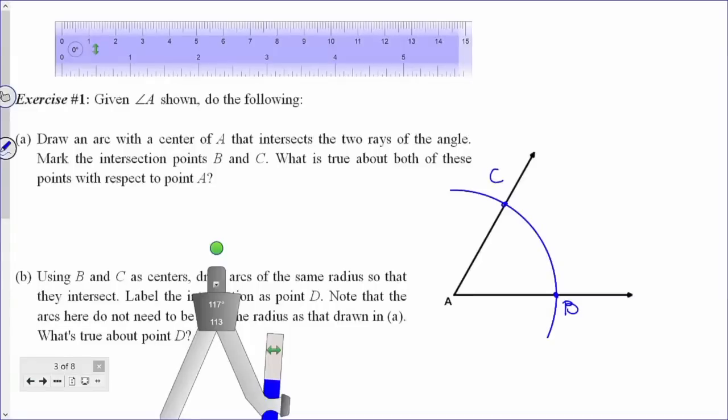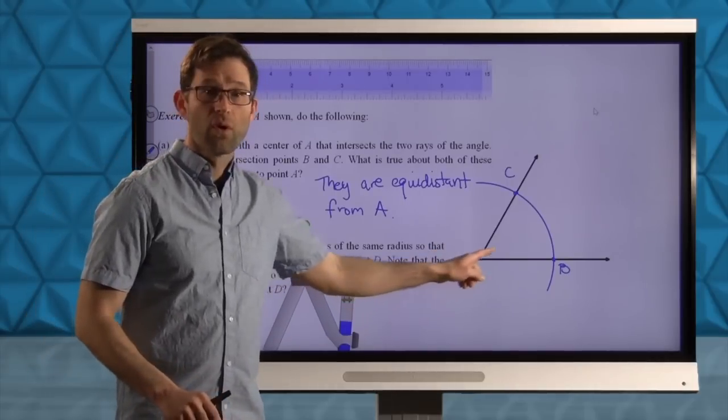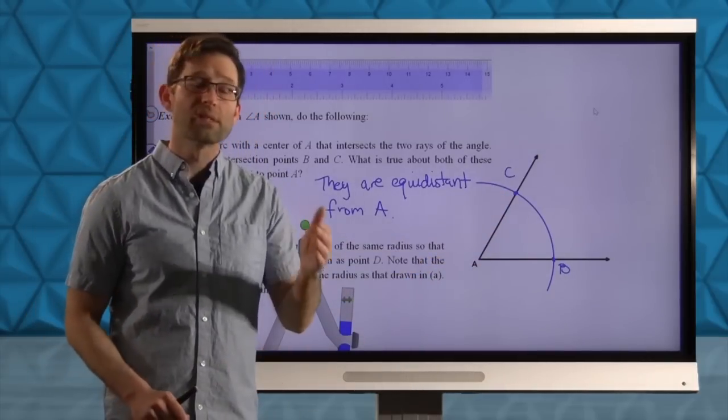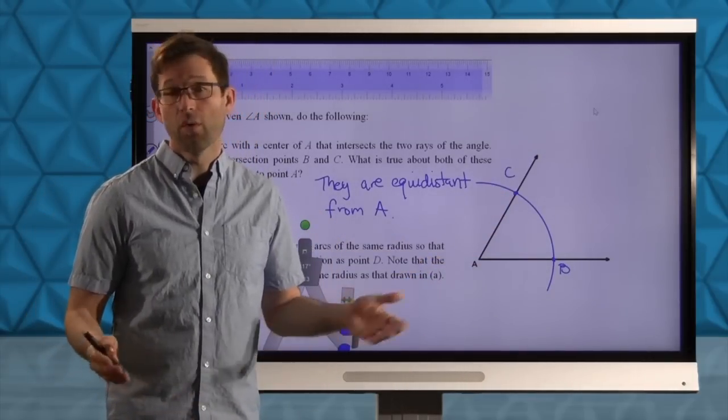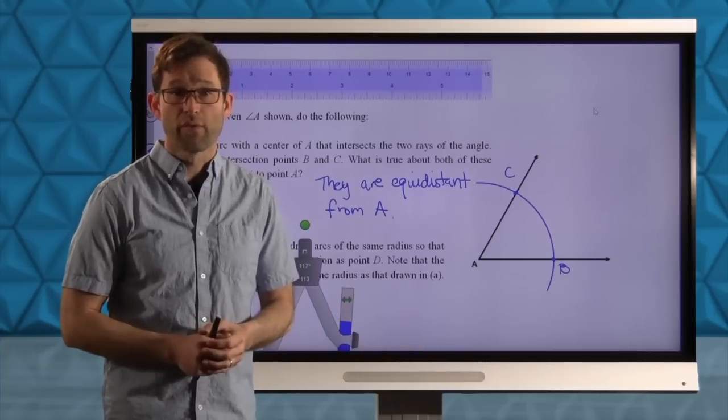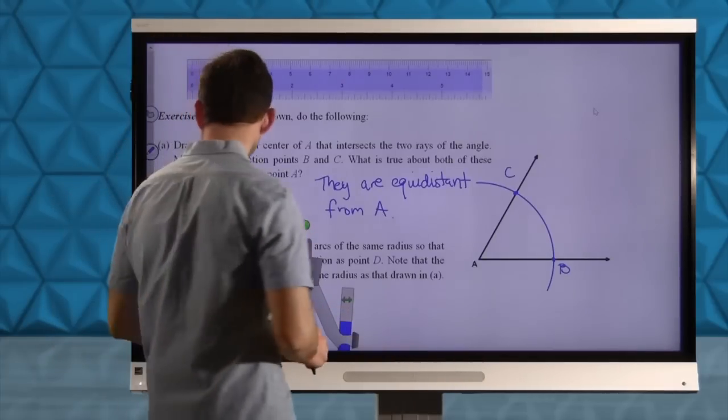Our favorite word, they are equidistant from A. And of course they're equidistant from A because A is the center of a circle and B and C are two points on that circle. And so they must be the same distance away from A. All right, let's keep going.